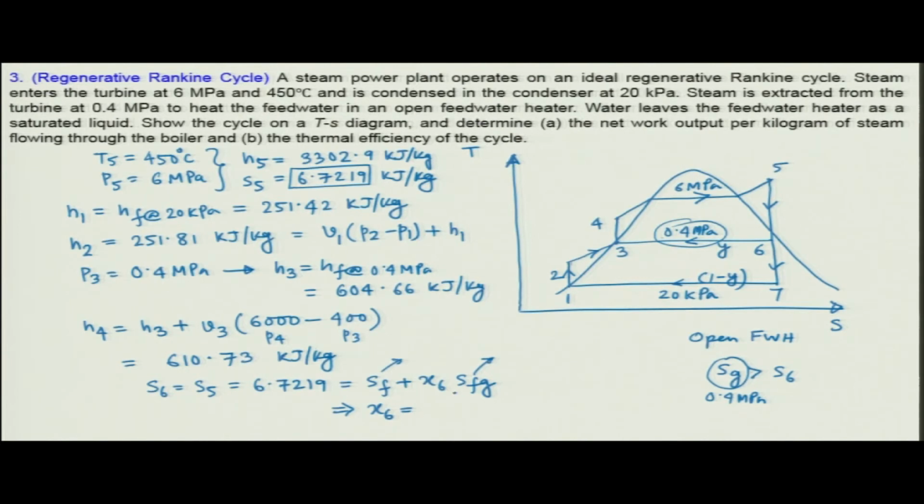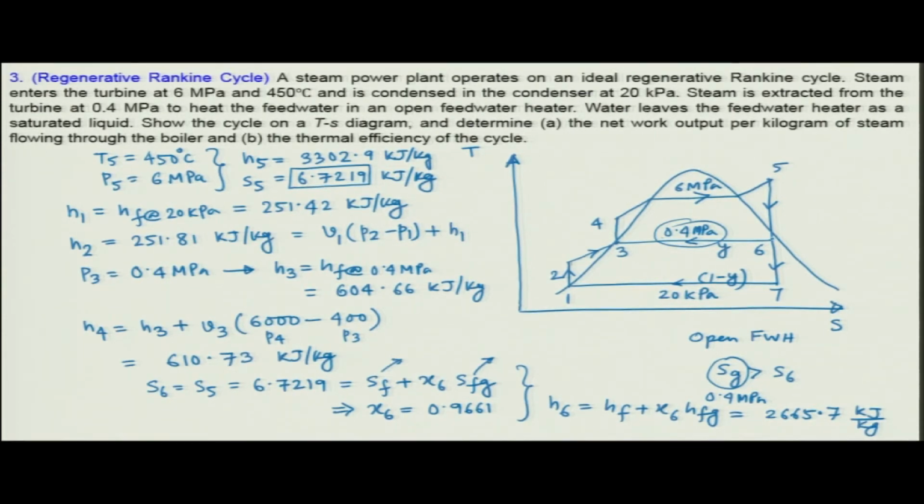So, I am not writing all the values, that you can do at home and it will help you to practice, and x6 is 0.9661, and correspondingly you can find H6 as Hf plus x6 into Hfg, and H6 you can calculate as 2665.7 kilojoule per kg, that is the enthalpy of point 6.